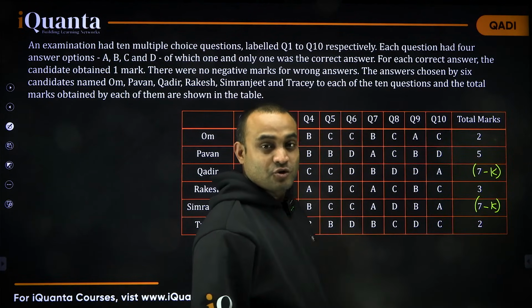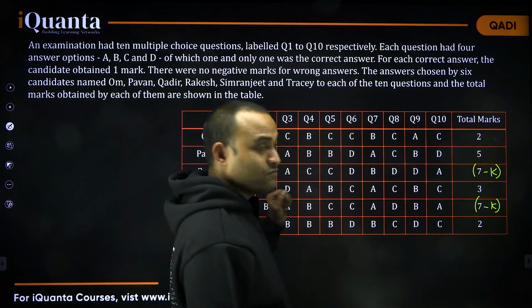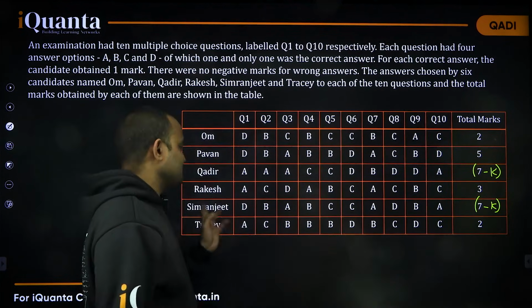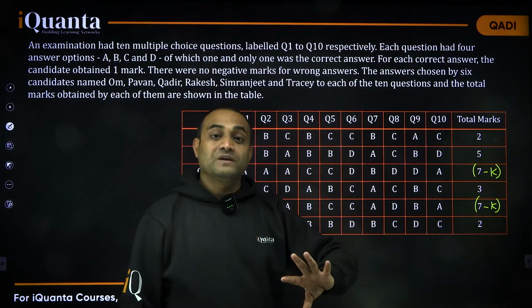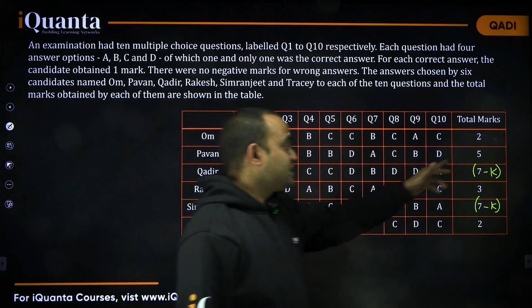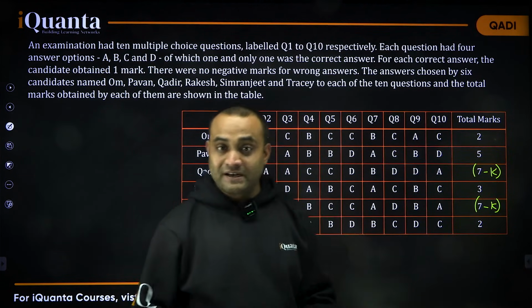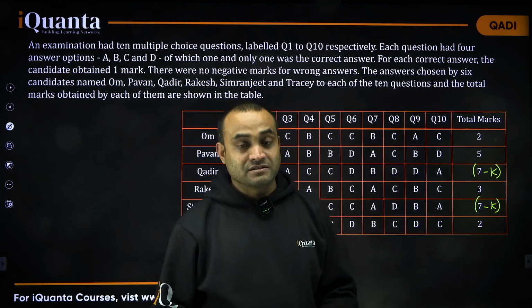So total should be 10. 7 minus k answers of Qadir will be different from 7 minus k answers of Simranjit, because k of them are common answers together. So what we can say, sum of these two plus 4 should be 10, right? So 7 plus 7 is 14. 4 of them are common answers.